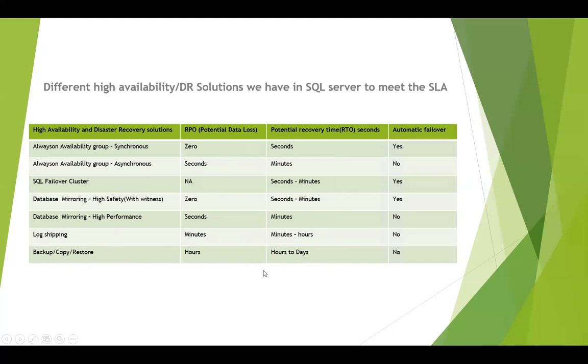And backup, copy, restore we already discussed. We don't consider it high availability or disaster recovery if we use just backup, copy, restore, right? You're taking a backup and restoring on the secondary server. These are some solutions that we have to meet the SLA. The SLA can be just seconds, or it can be days, depending on your solution. That is the reason, whenever we design a high availability and disaster recovery solution, we need to understand the business criticality and design a solution accordingly.